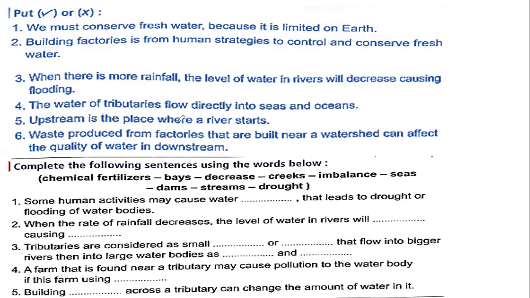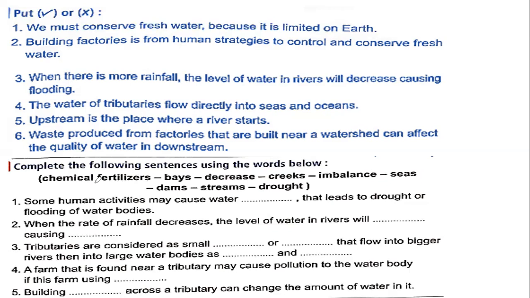Upstream is the place where a river starts. Yes. Waste produced from factories that are built near a watershed can affect the quality of water in downstream. Yes. What is happening upstream? Yes, it can. Waste produced from factories built near a watershed can affect the quality of water everywhere. So the quality of water will be affected everywhere.